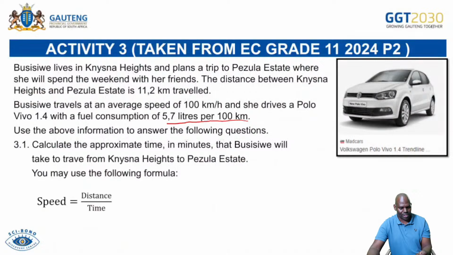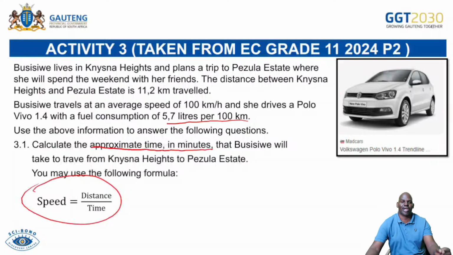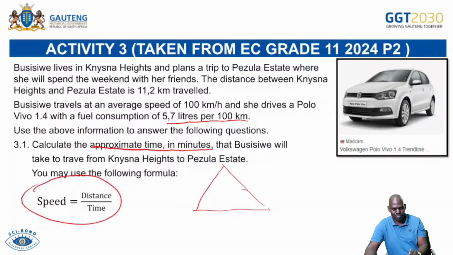Then 3.1 is: calculate the approximate time in minutes that Busisiwe will take to travel from Knysna Heights to Pezula Estate. You may use the following formula. So now we need to calculate time. But if you look at the formula that is given there, it's for calculating speed. Remember our triangle or DSTV method, where we said if you've got speed, then it must be distance over time.